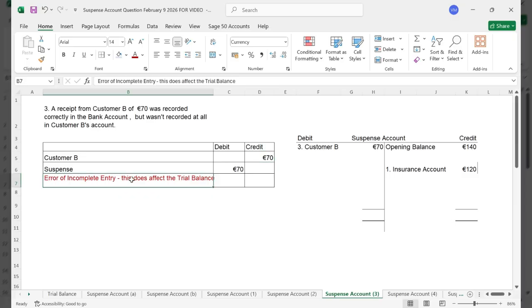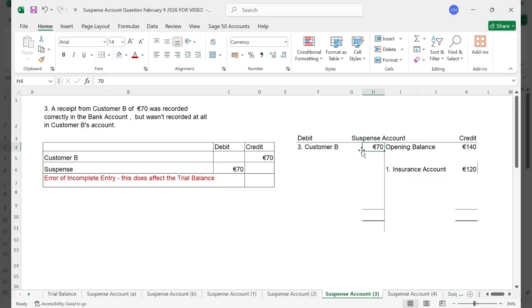Again, what type of an error is this? Error of incomplete entry. The language might seem strange. It basically means you got some of it right, but you left some of it out. So you didn't complete the entry correctly. Again, it does affect the trial balance. So again, what do we do? Over here, we have a debit.